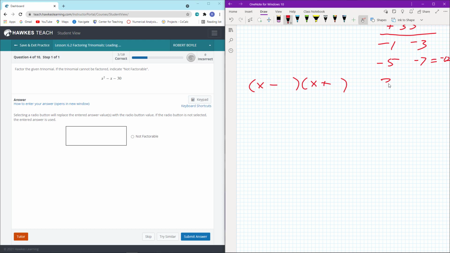So we want to find all the factors of 30 where the negative factor is larger than the positive factor. So that would be negative 30 and 1. That would give us negative 29. 2 and negative 15 would give us negative 13. 3 and negative 10 will give us negative 7. 4 doesn't divide. 5 does. 5 and negative 6 gives us negative 1. So we want this to be a 6 and this to be a 5.